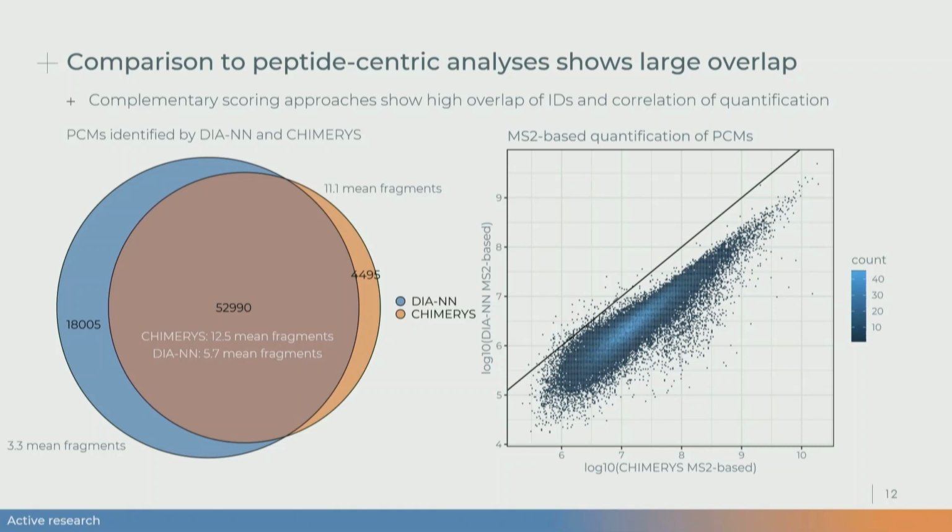The intersection is pretty high, and the quantification that Diane reports and that Chimeras reports agrees very nicely. It's not on the diagonal, so we are measuring on different scales. But there's also a substantial non-overlap between the two methods. And on those non-overlaps, I want to spend a couple of seconds, because we were interested why Diane can identify 18,000 peptides that Chimeras doesn't identify, and vice versa, why does Chimeras identify 4,000 peptides that Diane doesn't get?